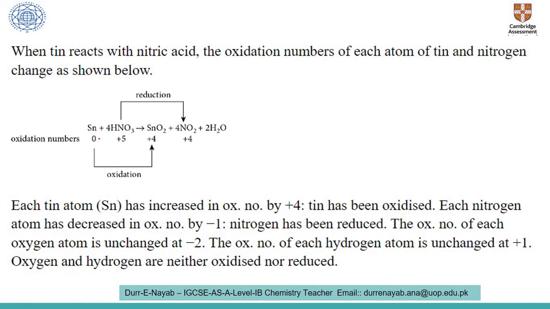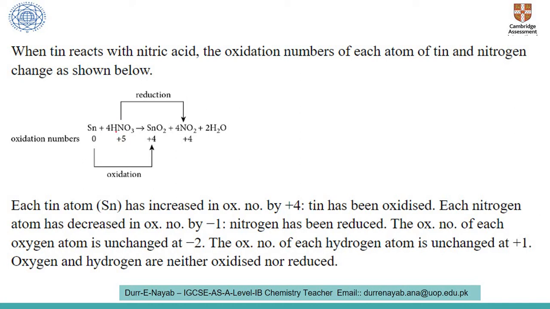Now this is another example in which we have tin, abbreviated as Sn. This reacts with nitric acid. The oxidation number of each atom of tin and nitrogen changes. Over here you can see the oxidation number on tin is 0. For nitric acid, let's suppose I don't know the oxidation numbers of each atom, so let's first calculate.